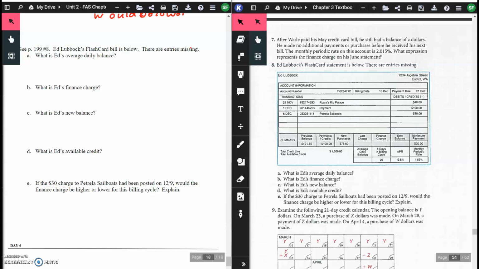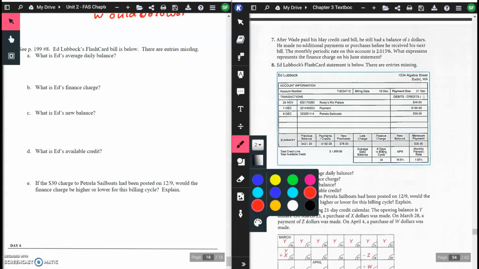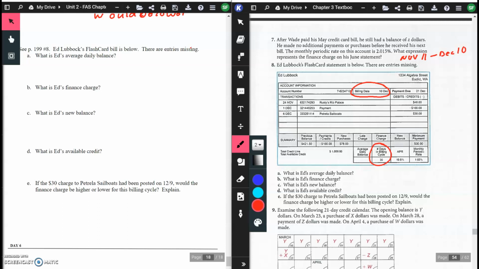Okay, so a couple things you have to look for, and I want to explain a little more because it's a similar example. The number of days in a billing cycle is 30. Your billing date was 12/10, so this is the last day of your bill, so you have to work backwards and count 30 days from that. Really his bill started on November 11th and went all the way through December 10th. That's 30 days. Those are the two key parts that you have to look at.